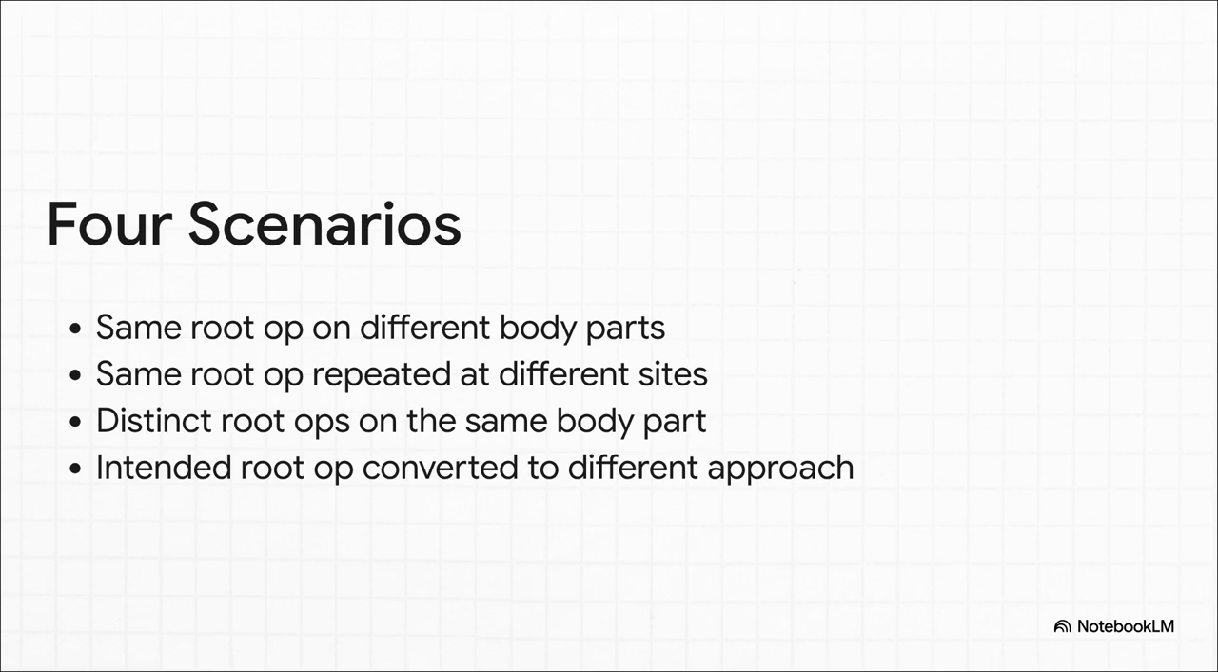This covers when the exact same root operation is performed on different body parts that have distinct PCS body part values. Second, Guideline B 3.2b applies if the same root operation is performed on the same body part but using different approaches or devices. Third, Guideline B 3.2c. This one is for when multiple distinct root operations are performed on the exact same body part, like, say, a destruction and a bypass. And finally, fourth, Guideline B 3.2d covers when an intended procedure is attempted using one approach but fails and is converted to a different approach, or it's just discontinued before completion.